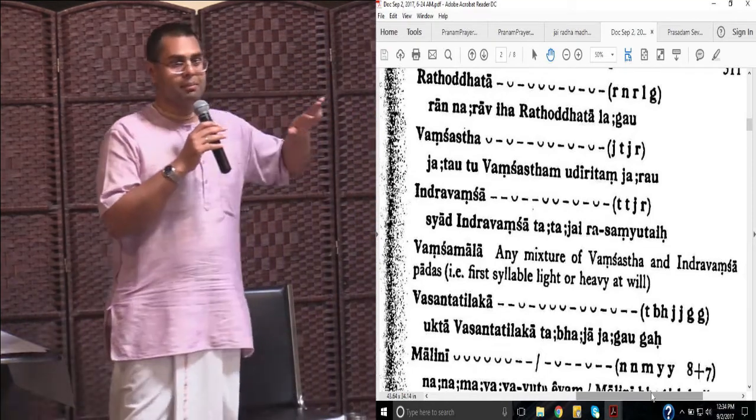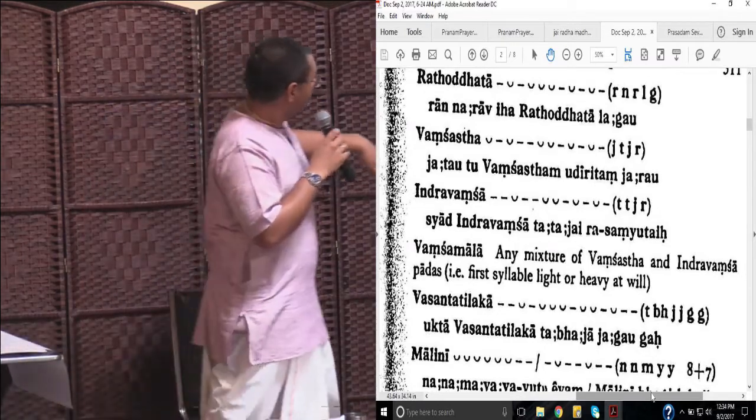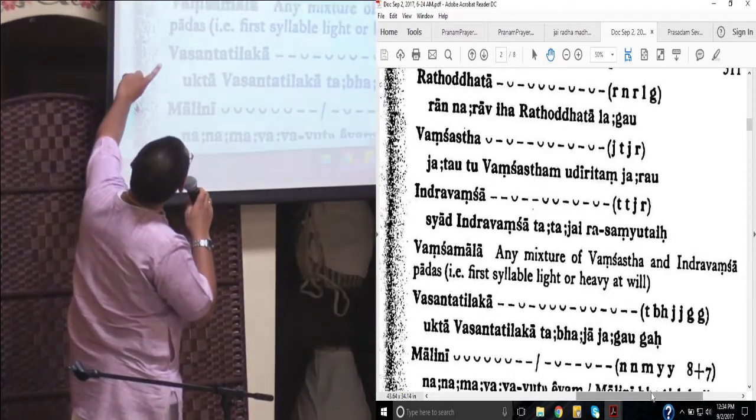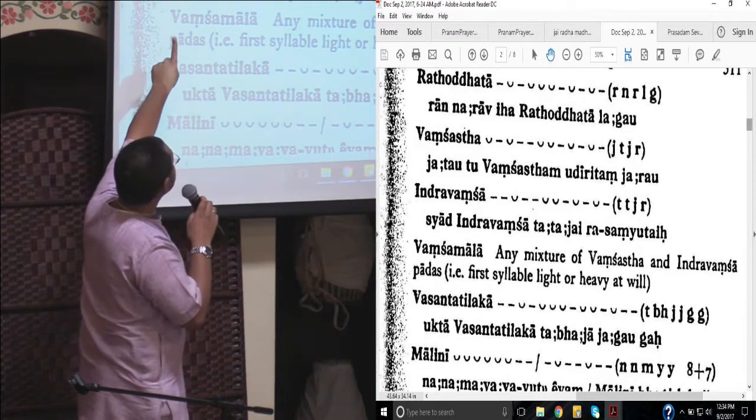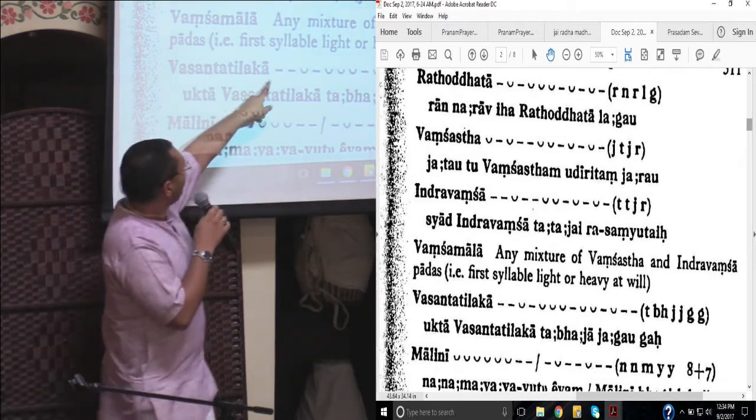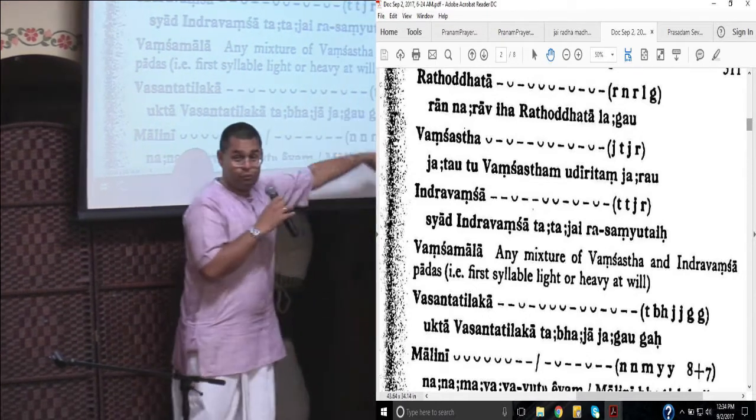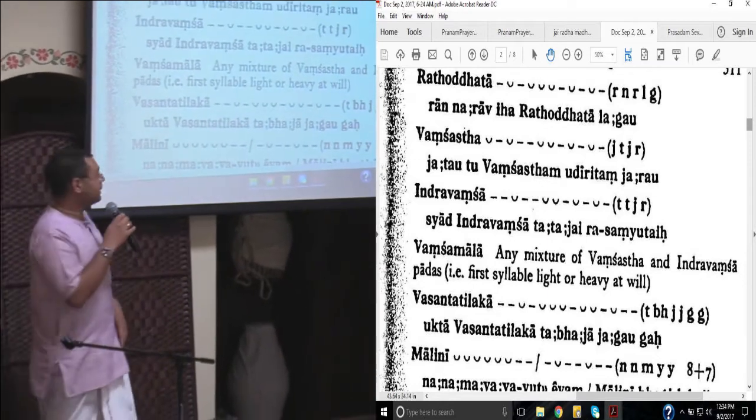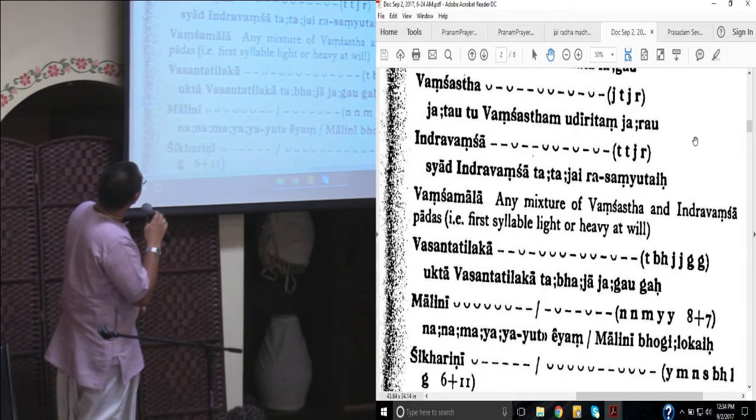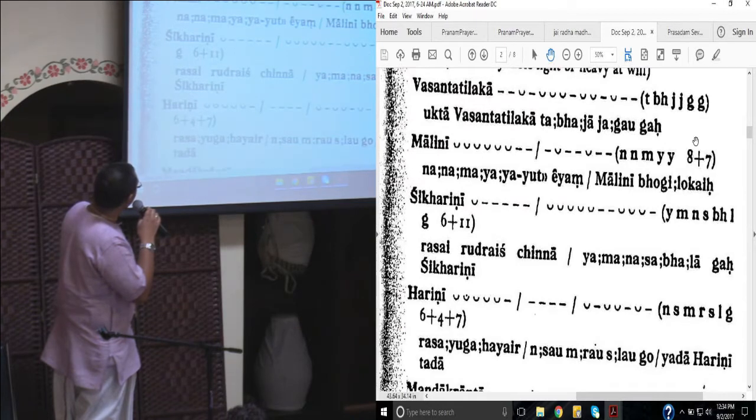Now think about this. Each one of these has a different pattern to it. If you go further down, please. First thing, Vasanta Tilaka, how many syllables do we have total? Because that matters as well. 1, 2, 3, 4, 5, 6, 7, 8, 9, 10, 11, 12, 13, 14. 14 syllables makes Vasanta Tilaka. Go down further, please, on the sheet.